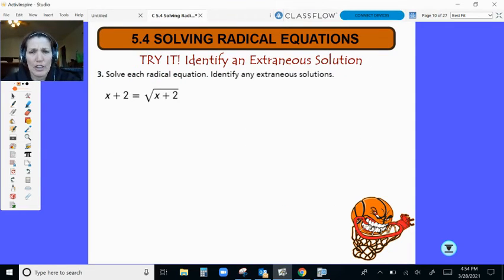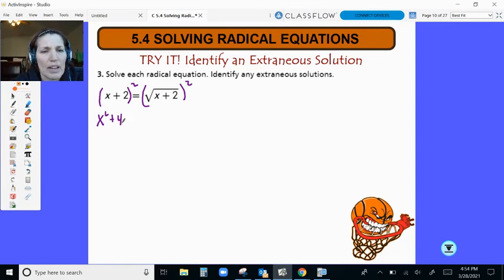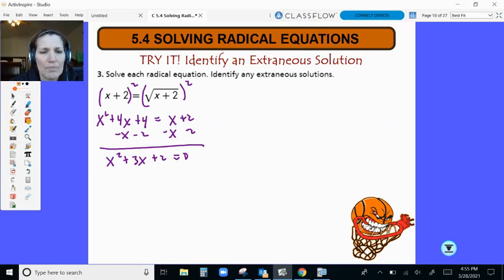Okay, so you guys go ahead and try this and see how you do. Here we're going to have to square this on both sides. So we have x squared plus 4x plus 4 equals x plus 2. Let's get this all equal to 0 now because we have a quadratic. So x squared plus 3x plus 2 equals 0. This factors to x plus 2, x plus 1 equals 0. So my x's are going to be equal to negative 2 and negative 1.